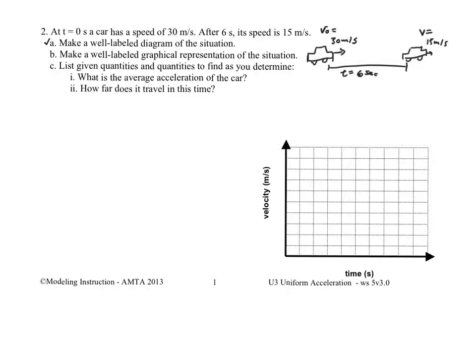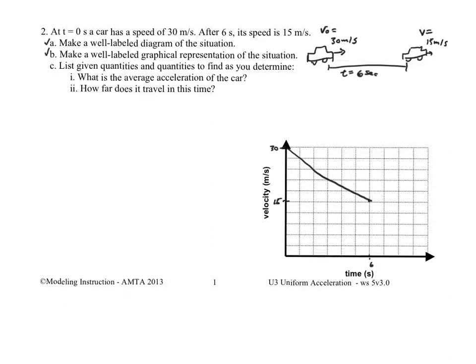Check. A well-labeled graphical representation of this would show 15 meters per second, 30 meters per second, and 1, 2, 3, 4, 5, 6 seconds. And I can draw a line connecting those 2 points. Ideally it's a straight line, but this is fine. So I got that. All right, now I can start approaching my problem.